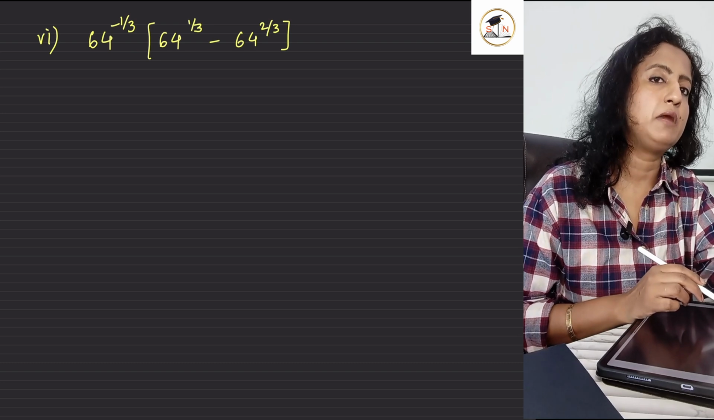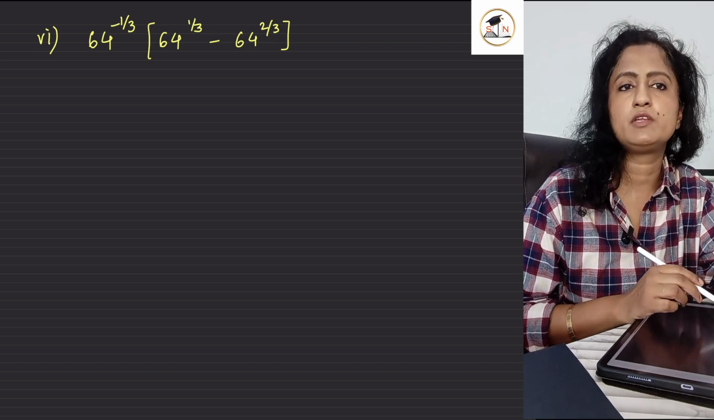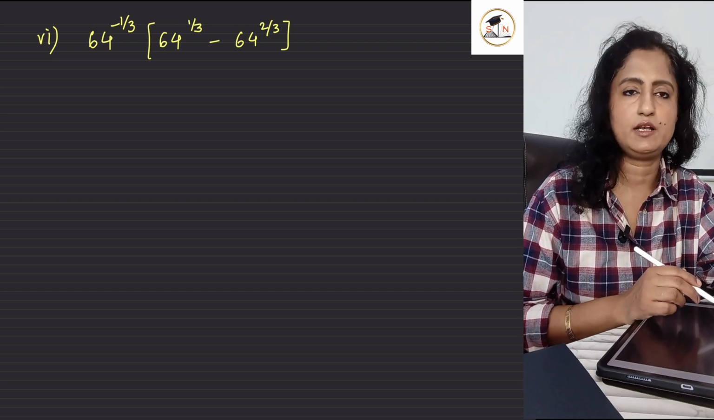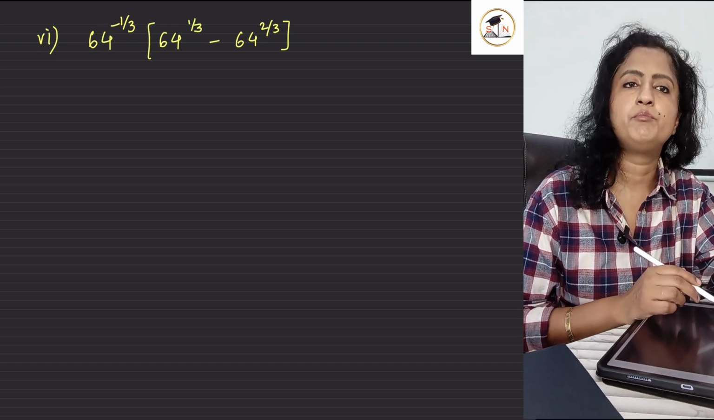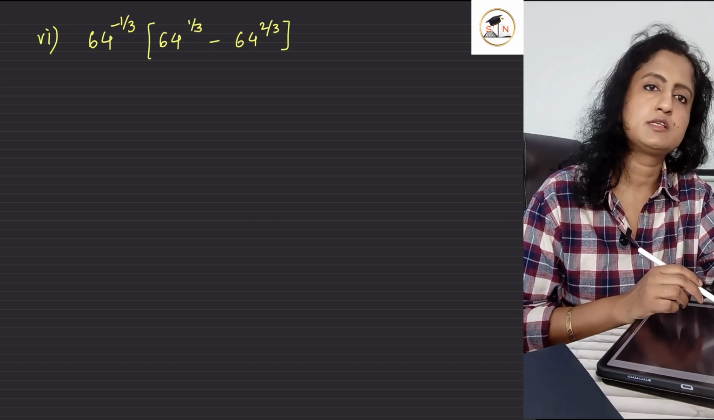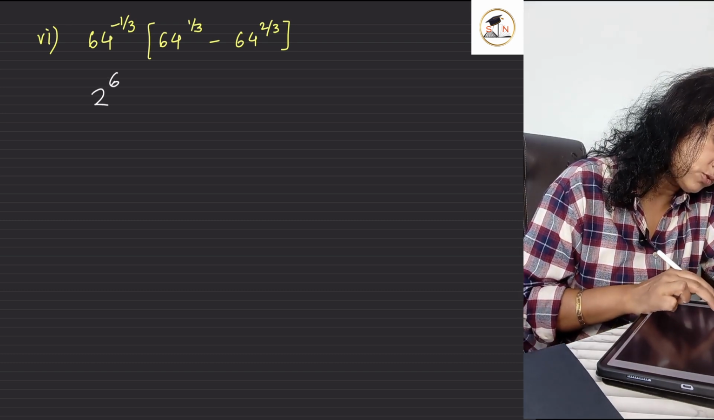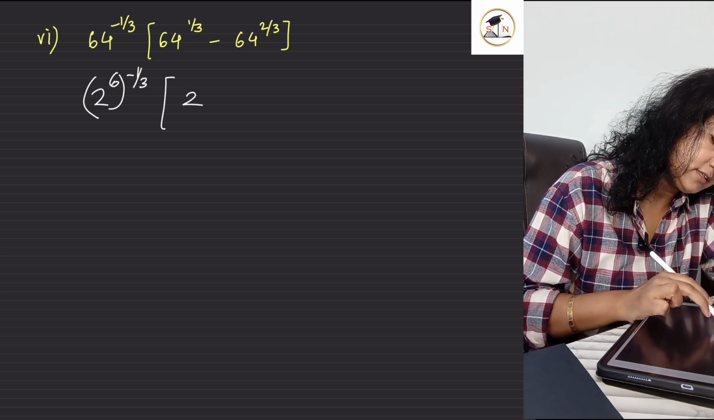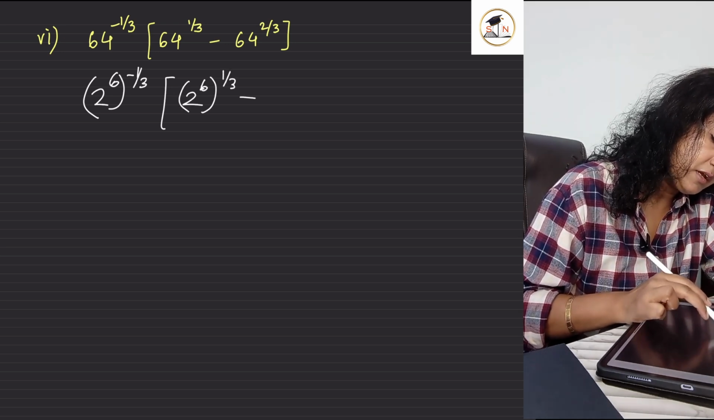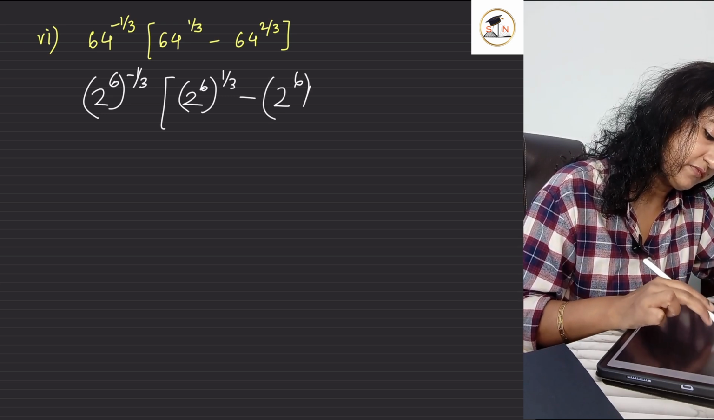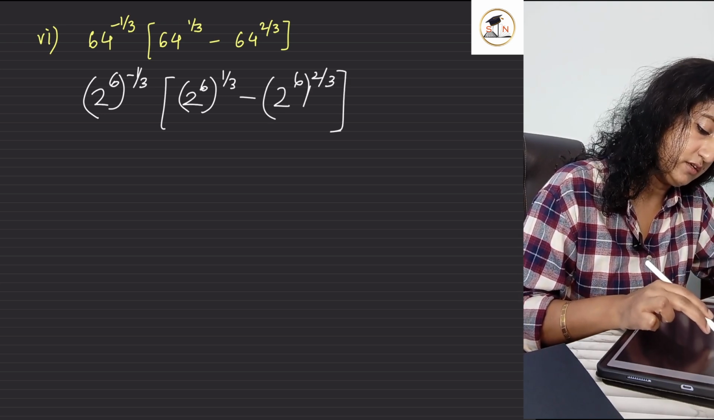64 can be simplified in multiple ways. It can be something with the power of 2, something with the power of 4, and something with the power of 8 as well. However, I will always suggest break it into the simplest possible manner. So 64, I will write 2 to the power 6. It becomes 2 to the power 6, -1 by 3 outside. And similarly in the bracket as well, 2 to the power 6, 1 by 3 minus 2 to the power 6, 2 by 3, right?